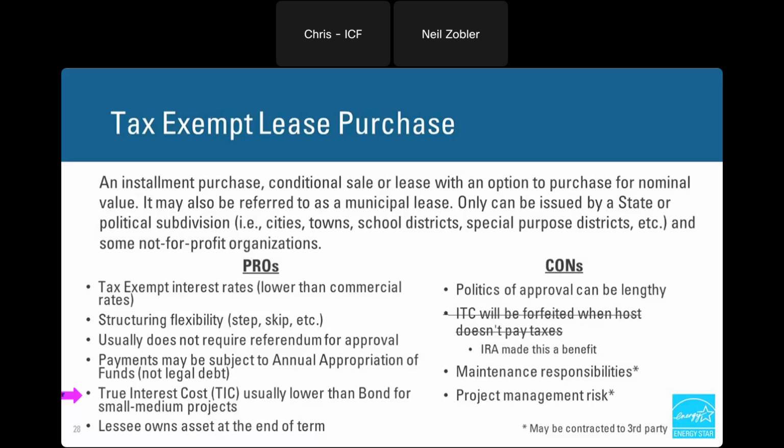Because when you issue a bond, there are all kinds of additional expenses that you have to bundle into the cost, setting aside a fund for insurance. You have to overfund the bond. There's a lot of extra costs that can be obviated or eliminated when you enter into a lease purchase. Politics can be very lengthy. Investment tax credit, again, I've left this crossed off because this is now moved from a con to a plus. Maintenance and project management, of course, is ongoing.